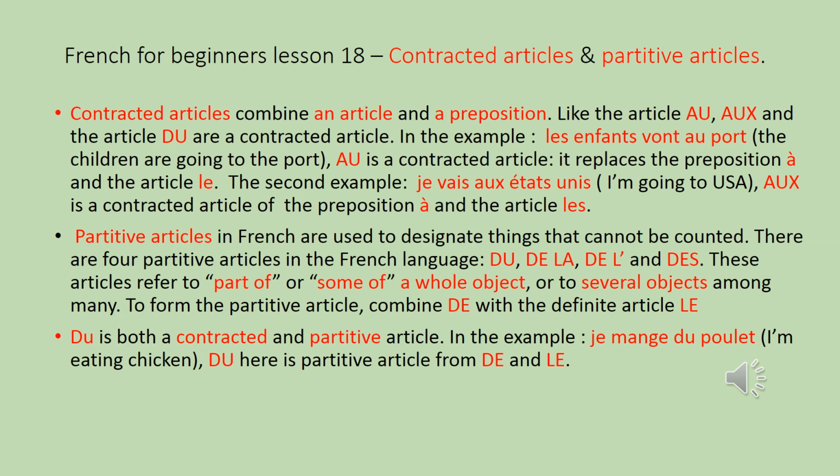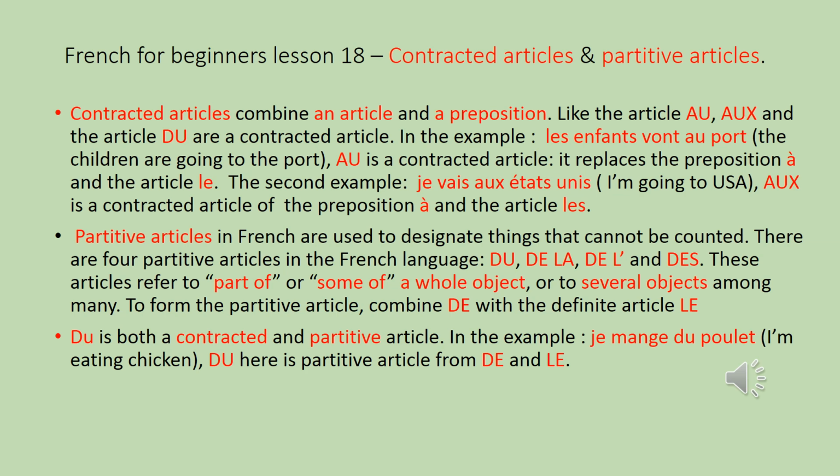The second example, je vais aux États-Unis. That is, I am going to United States of America. So the AUX is a contracted article of the preposition A, the accent on top, and the article LES. The article LES, that is the definite article, plural form. Why is it here used in the plural form? Because states, United States are in plural. So that's why you say je vais.